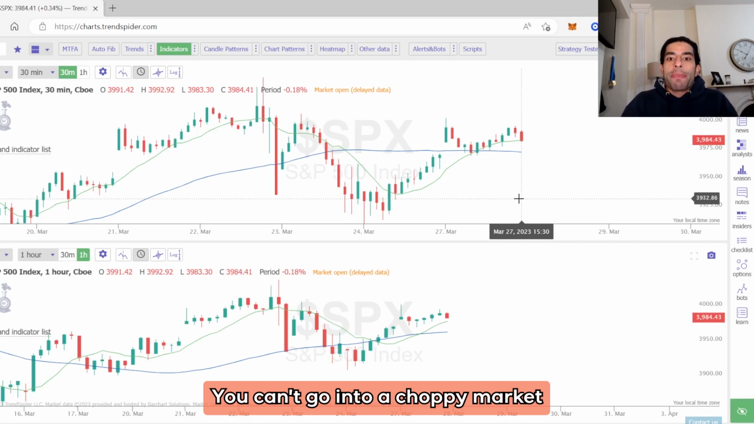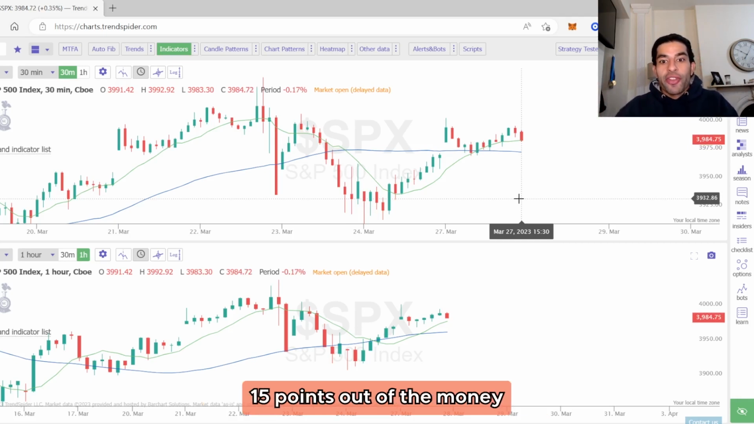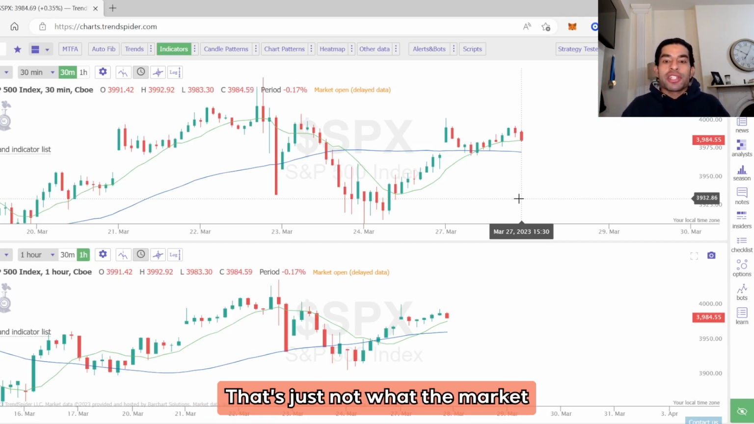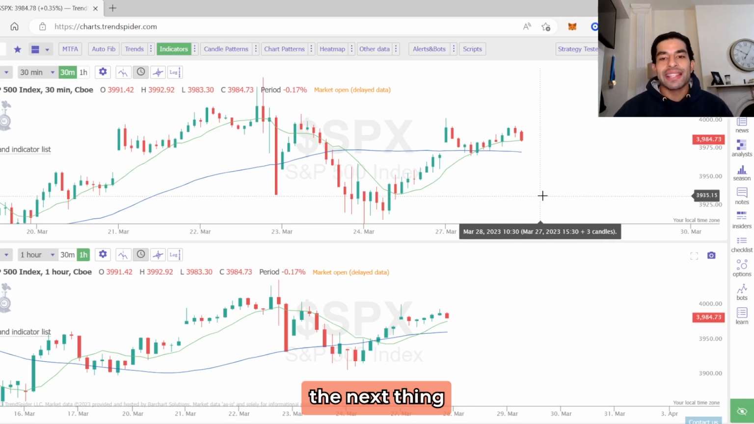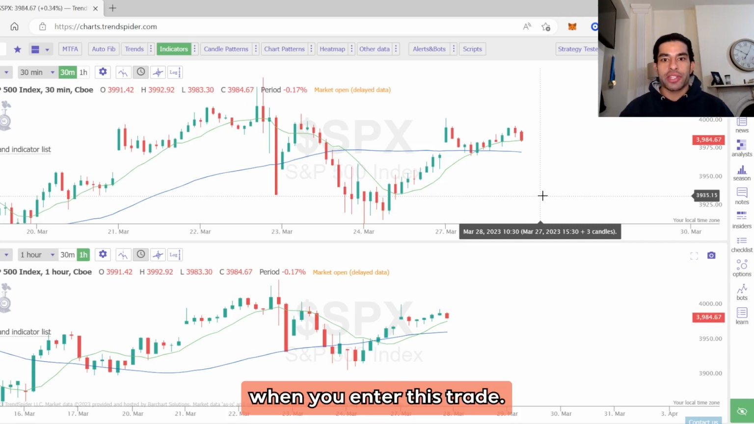You can't go into a choppy market and buy an options contract 15 points out of the money and expect it to work in your favor. That's just not what the market is giving you. So to go along with that, the next thing that you need to understand is the goal of the trade. What is the goal? You've got to know when you enter this trade.